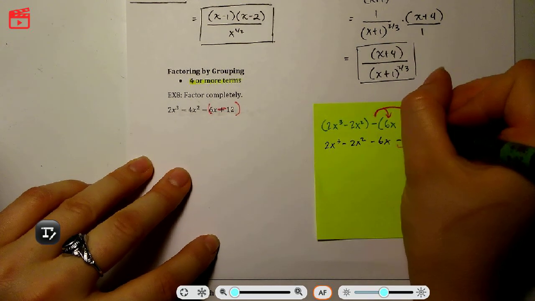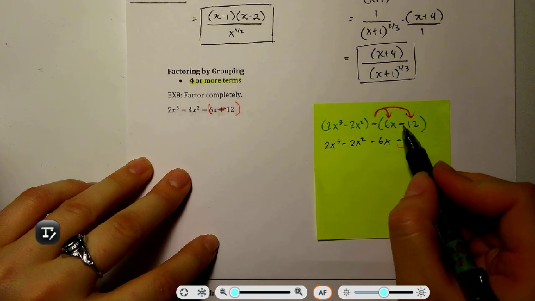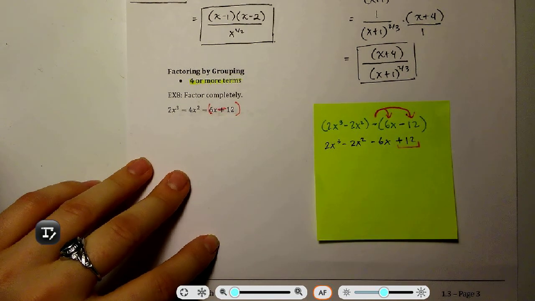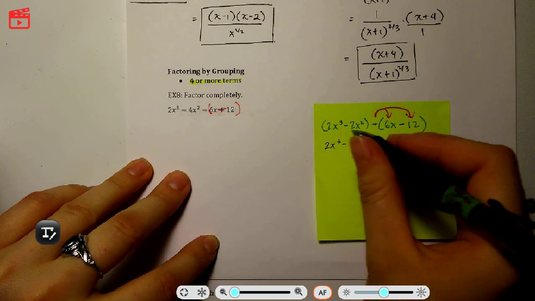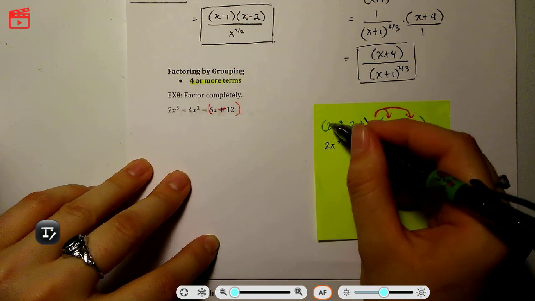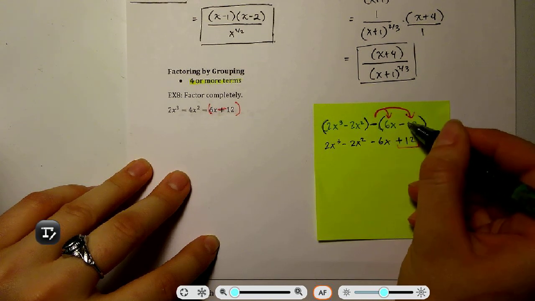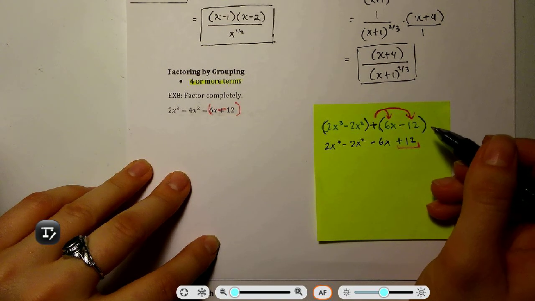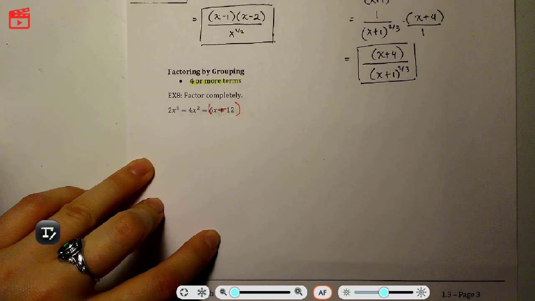Do I get what I had originally? So when I multiply this out, negative times a negative 12. There we go. I get back that original plus 12. So the thing to learn about this is when you create the grouping parentheses, and you have a minus here, you need to change the sign. If it was a plus sign, you don't need to change the sign. But it's always good to just give your work a quick check to make sure you're factoring correctly.